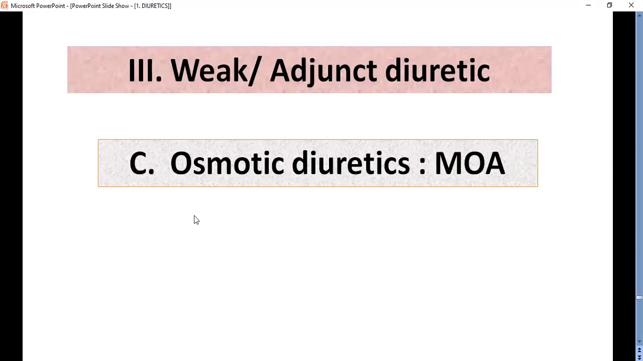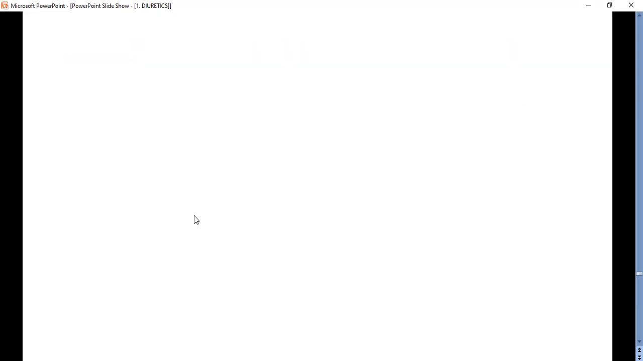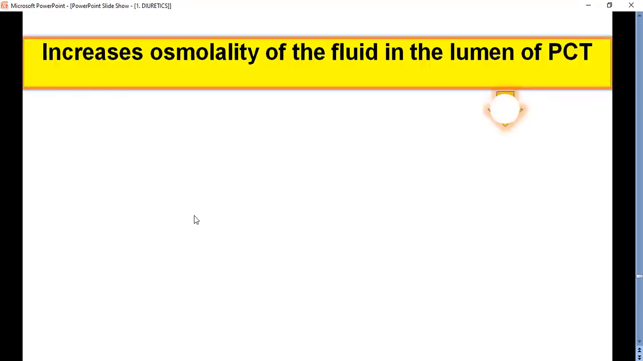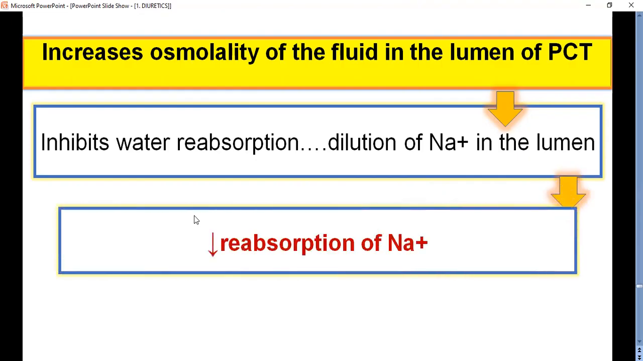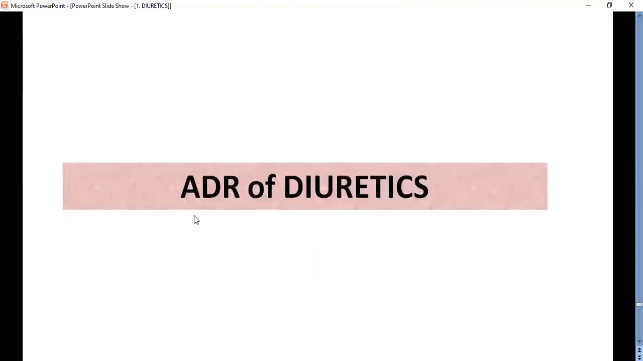Then weak or adjuvant diuretics, these are osmotic diuretics. It increases the osmolality of the fluid in the lumen, thereby reduces water absorption. Thus it reduces sodium absorption also.